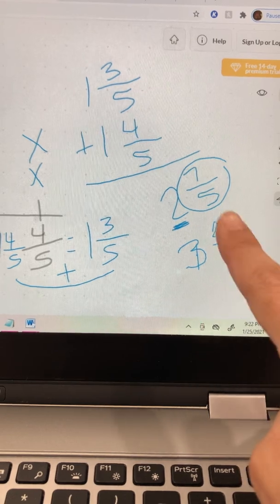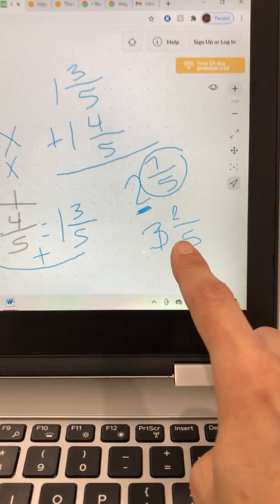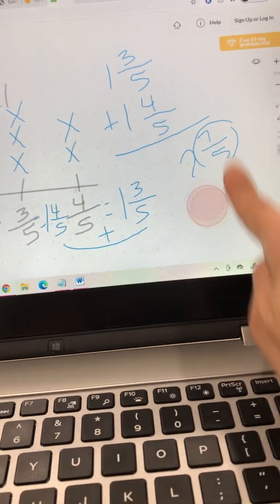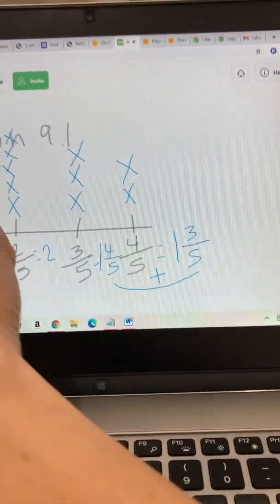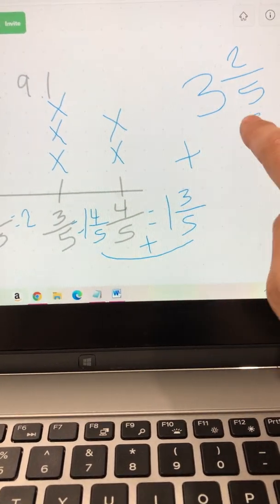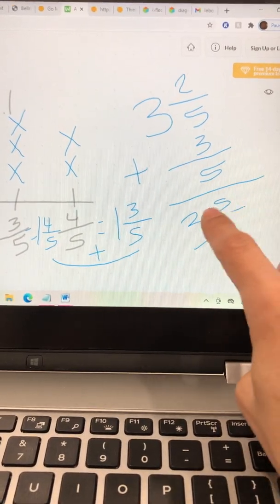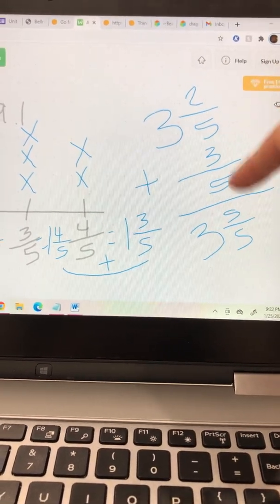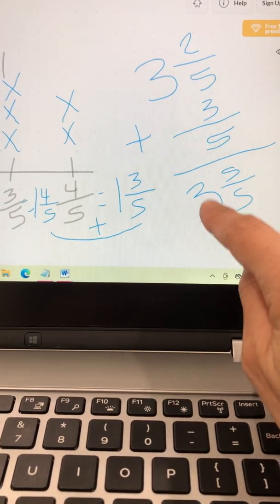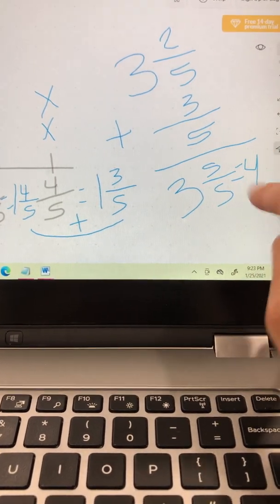Again, we've done this before. So 3 2/5, now I can add the 3/5 to this one. I've already done these 2, so I'm going to erase because I don't have enough space. So 3 2/5 plus 3/5. Okay, that's going to equal 3 5/5, because 2 plus 3 is 5, and denominators stay the same. Now 5/5 equals 1. Okay, 1 whole plus this 3 is going to equal 4. Okay, so all of this equals 4.